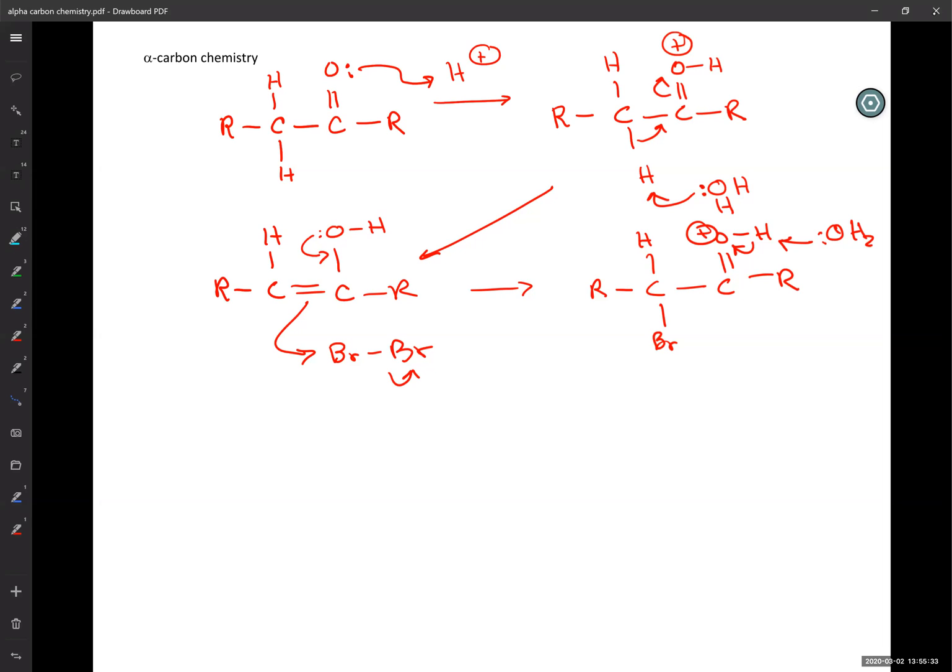Would the other Br just pick up? It's just going to be a Br minus. So would you pick up the protonated? No, because Br minus is not as strongly basic as H2O is. H2O is a better base. The protonated H2O has a pKa of about -2, but HBr is about -7 or -8. It's much more acidic. Okay.